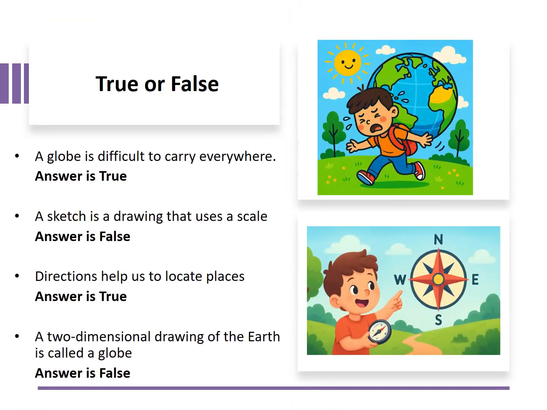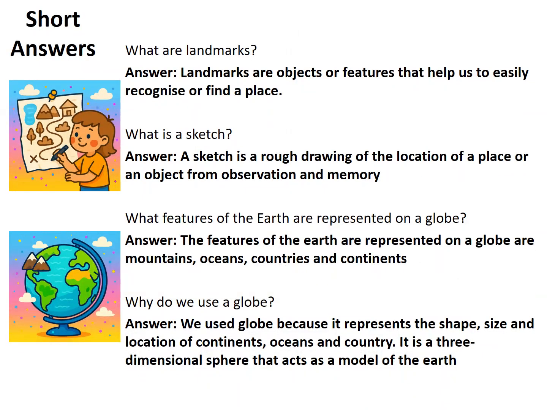Let's do some true or false questions. Question 1. A globe is difficult to carry everywhere. True. Question 2. A sketch is a drawing that uses a scale. False. Question 3. Directions help us to locate places. True. Question 4. A two-dimensional drawing of the Earth is called a globe. False.